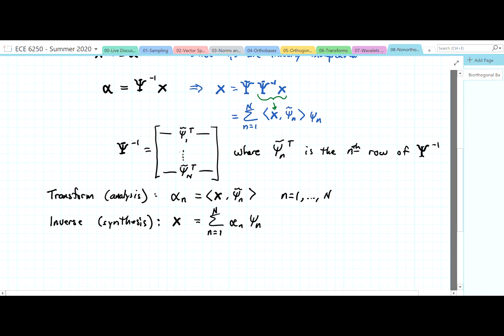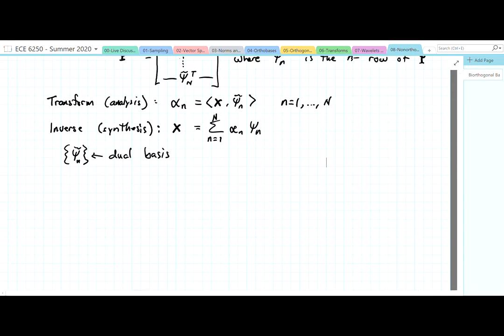as the sum of alpha n times psi of n. Okay, so this is really, I think, fascinating. We project it onto one basis, but we reconstruct using a different one. And so we call the psi n tilde the dual basis. And the dual basis has some nice little properties, mainly because of how it's constructed.